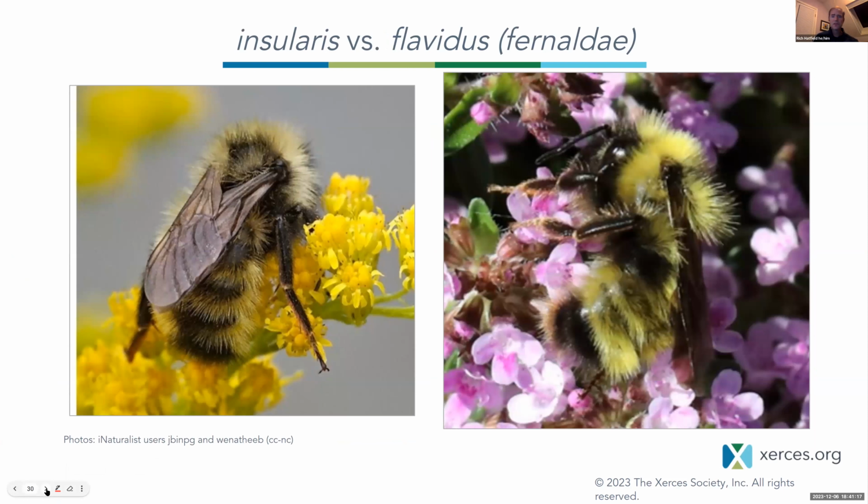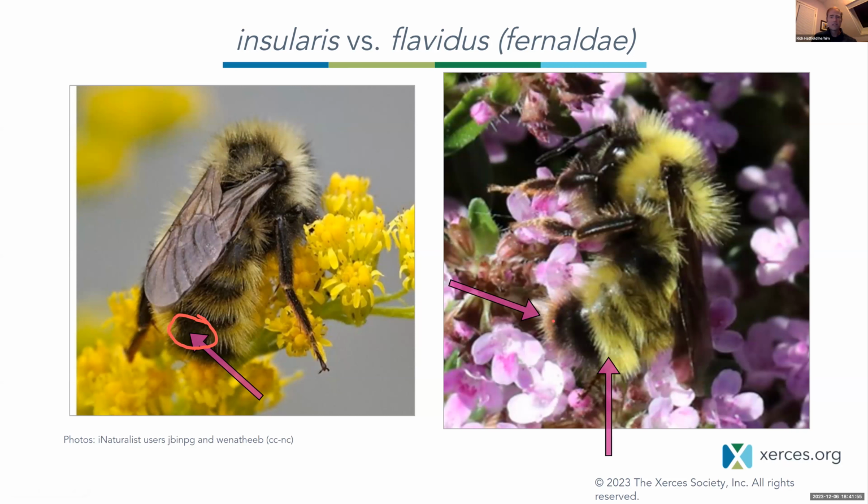Once you've decided that it's a cuckoo, there's a couple of things you can look at to distinguish the two most common cuckoo bumblebees that we have. That's Bombus insularis and Bombus flavidus. Insularis is on the left here, and Bombus flavidus is on the right. What we're really going to be looking at is again towards the tail of the bee. Bombus flavidus is going to have a, for the most part, solid yellow band on T4. And Bombus insularis is going to have black centrally on that same segment. So we're going to be looking for that.